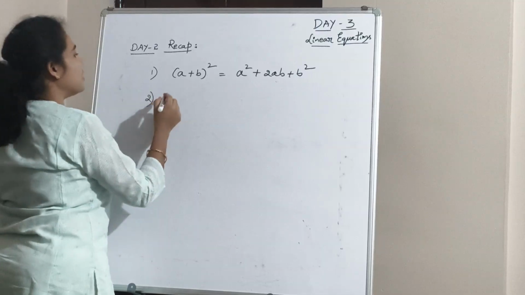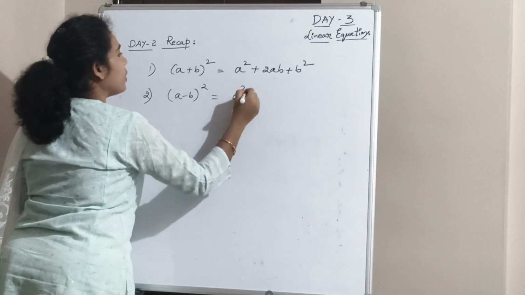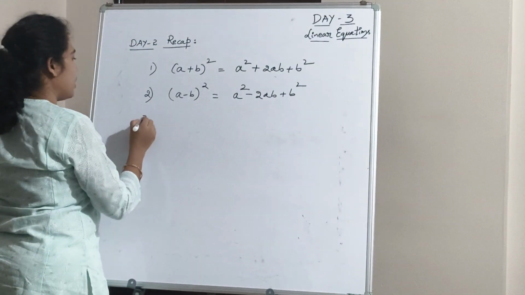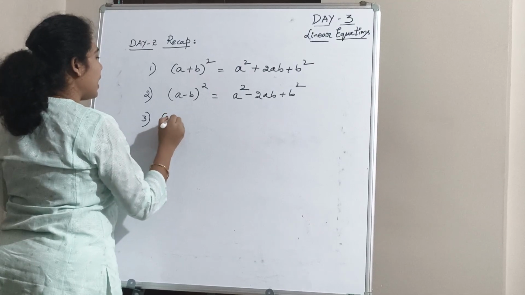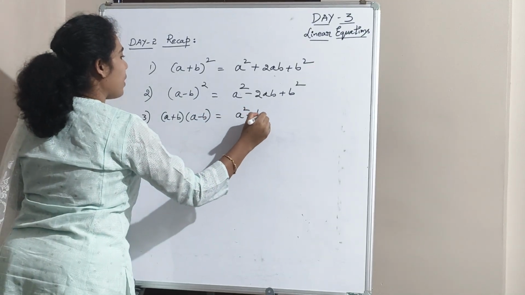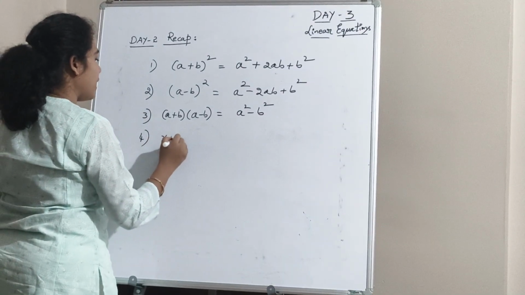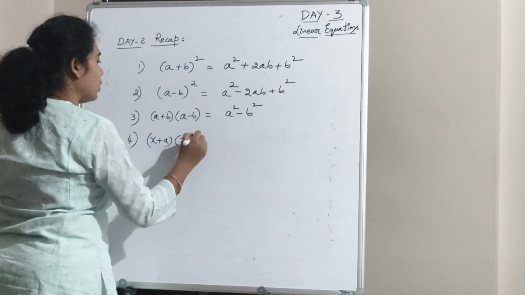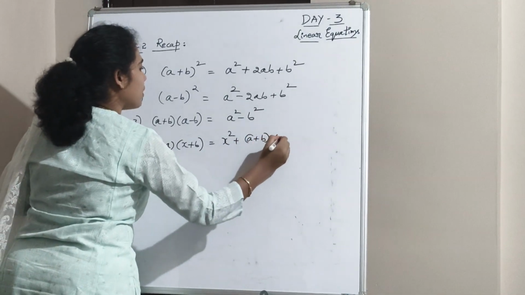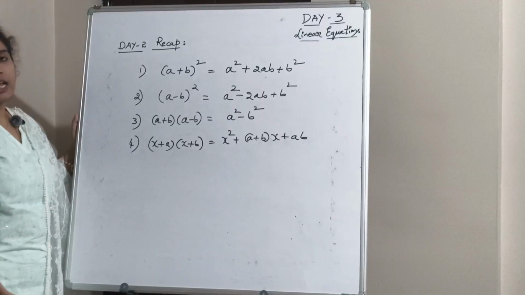Now, what is the second identity? The second identity is (a minus b) whole square, equal to a square minus 2ab plus b square. Next, the third identity is (a plus b) into (a minus b), equal to a square minus b square. And the fourth identity is (x plus a) into (x plus b) equals x square plus (a plus b) into x plus ab. So these are the 4 identities that I explained on day 2.